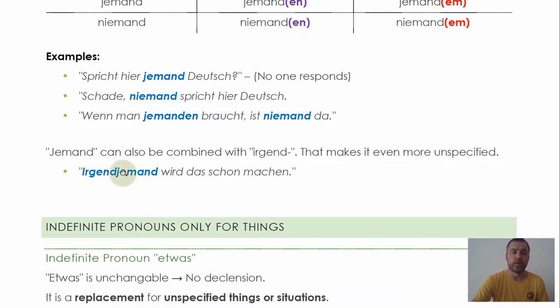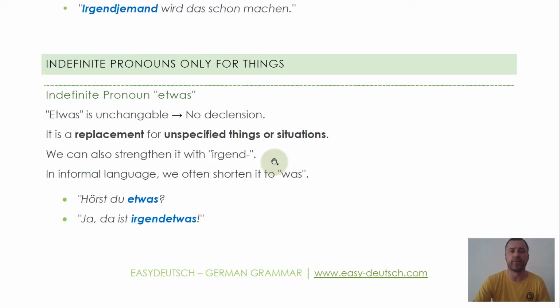Difference is you can add an irgend in front of jemand. So, irgendjemand wird das schon machen. Difference here is you make it even more unspecified. So that's just increasing that indefinite meaning, this unspecified thing. So you can say jemand wird das schon machen or irgendjemand wird das schon machen. So that's like, I don't care who, just somebody. That's the difference here. So let's have a look at the indefinite pronouns for things only. There we have etwas.